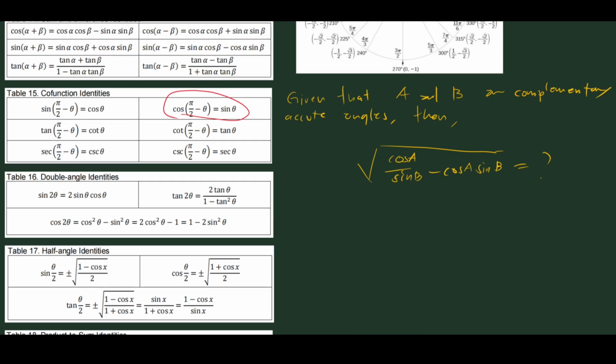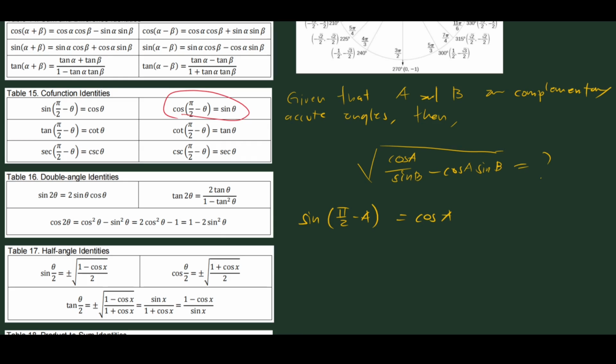Okay, we have here our second example. So given that a and b are complementary acute angles, then the square root of cosine a over sine b minus cosine a sine b is equal to what? So basically, we are going to simplify this expression right here. So the key here is that a and b are complementary. Therefore, if we select the sine b, we can actually express b as pi over 2 minus a, right? Because a and b are complementary. So from the cofunction identities, we can then say that sine b is equal to cosine of a.